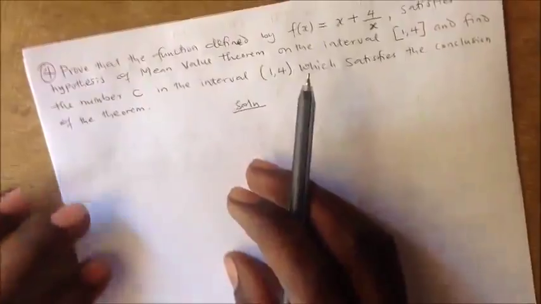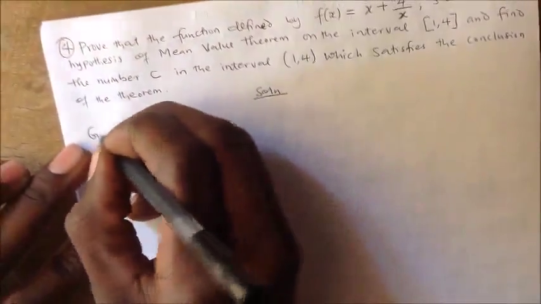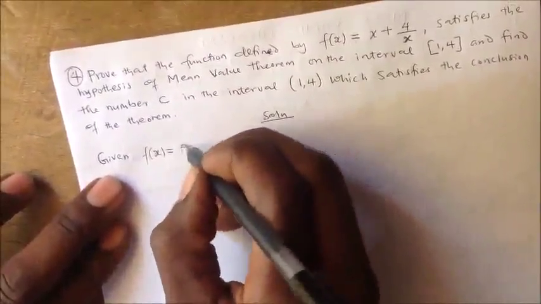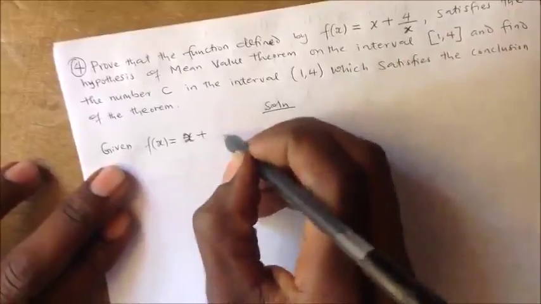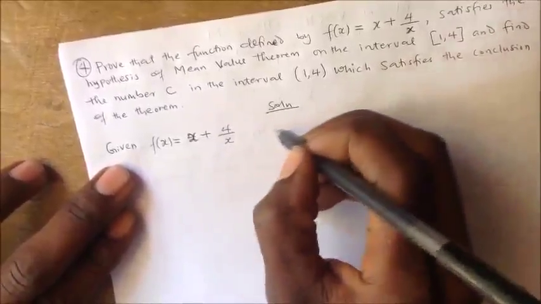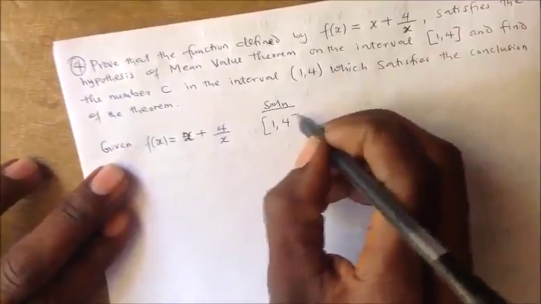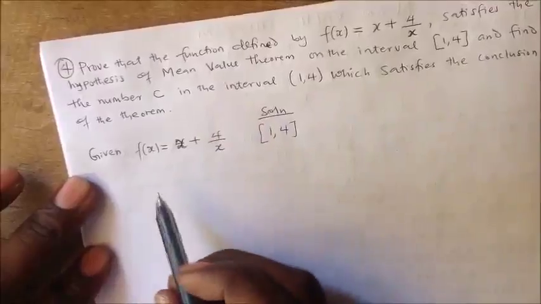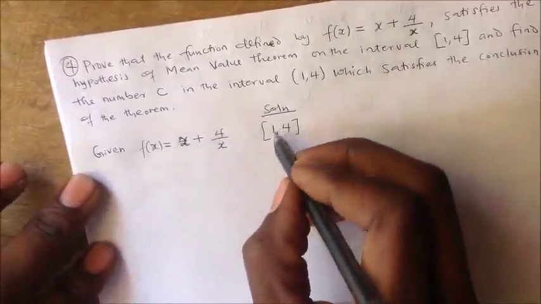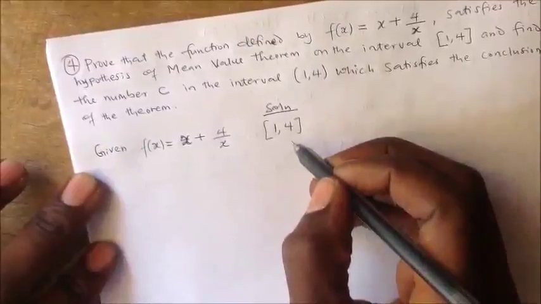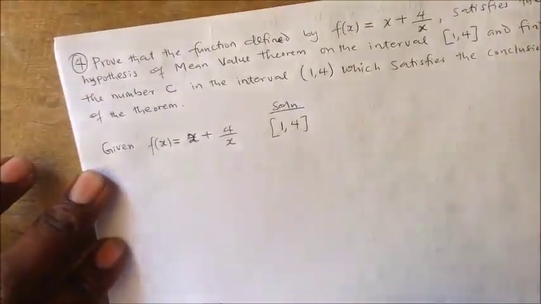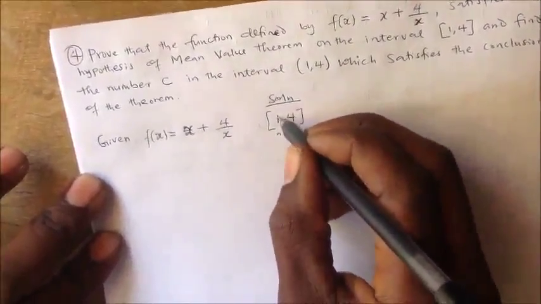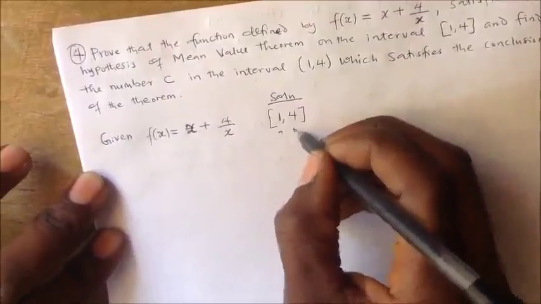Solution. We are given the function f of x is equal to x plus 4 divided by x on the interval 1, 4. So to prove that this function satisfies the hypothesis of the mean value theorem, we are to find the function at 1 and 4, which is our a and b, to see whether the function is continuous at these points. So 1 is our a, 4 is our b.